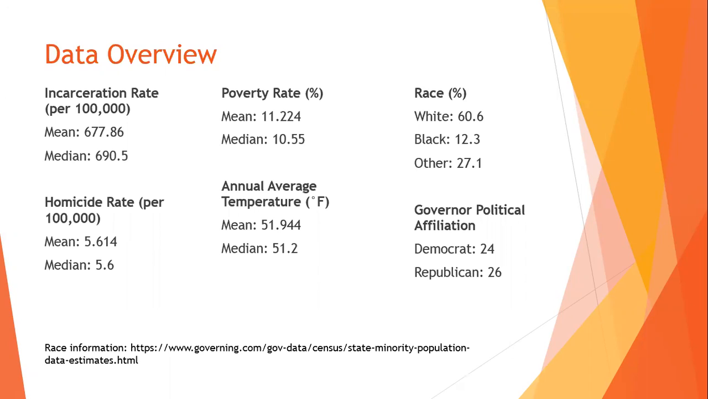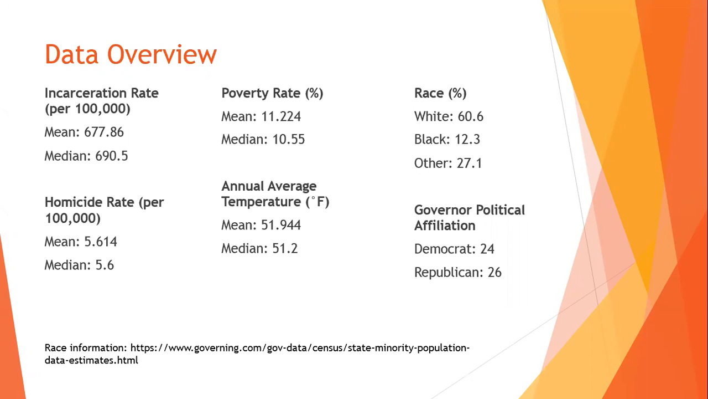So for my data, the incarceration rate, this is for the entirety of the United States. The mean was 677.86 per 100,000 people, with a median of 690.5 per 100,000 people. The homicide rate was 5.614 per 100,000 people, with a median of 5.6. The poverty rate had a mean of 11.224%, with a median of 10.55%.